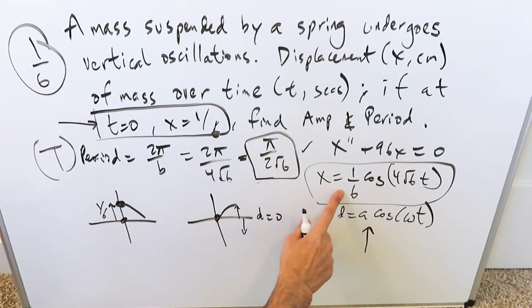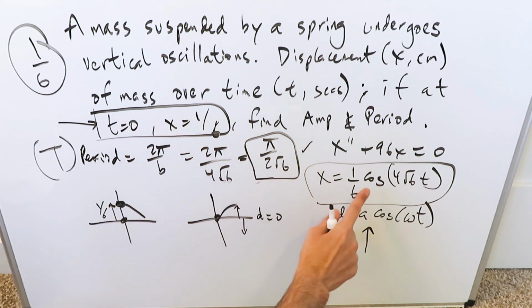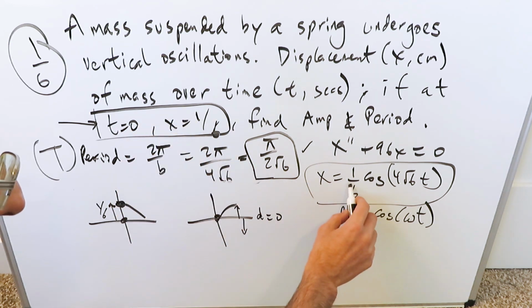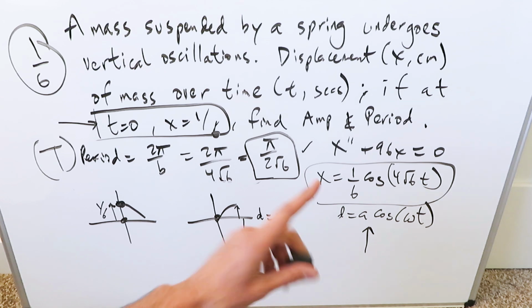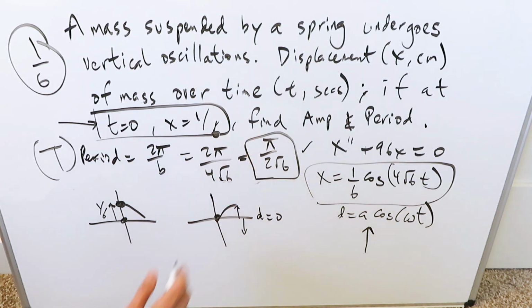But I've shown you how you determined it from your differential equation. You solved it, you plugged in your parameters, you determined your constant turned out to be your amplitude, and there it is: 1/6, period pi over 2 root 6, and we're done.